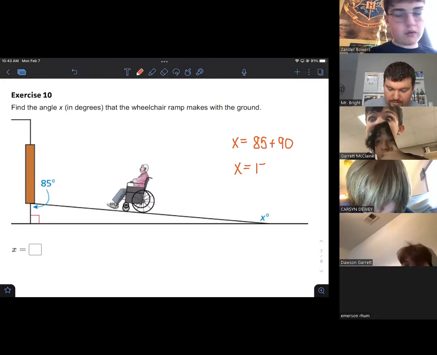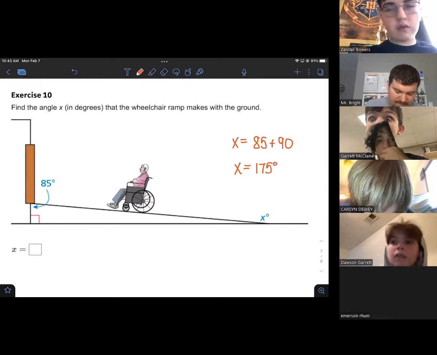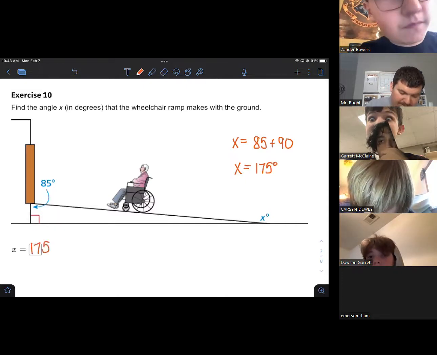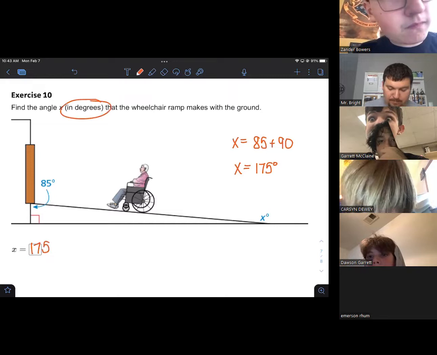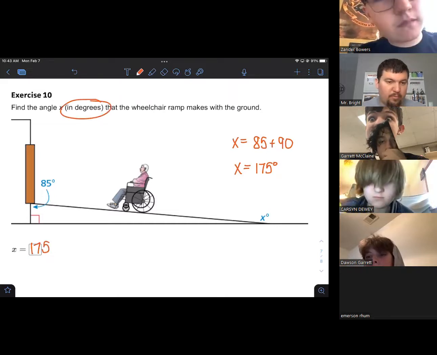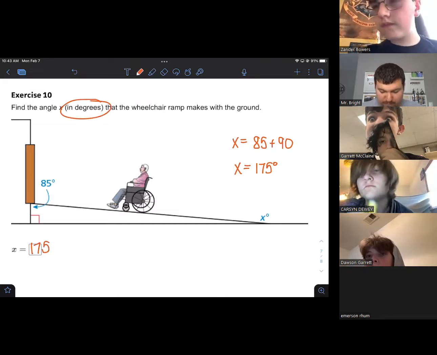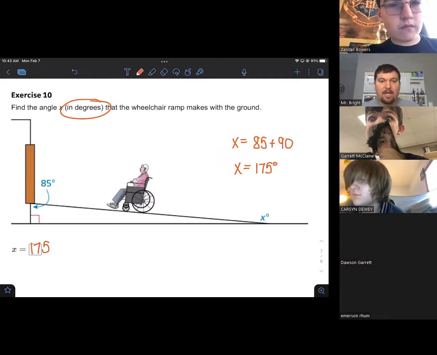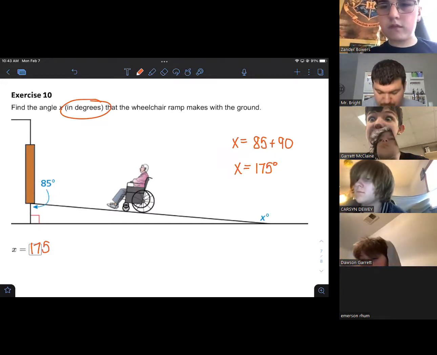175. 175 degrees. Okay, yeah. And so you can just put 175. It did say find the angle in degrees, but I noticed they didn't give us a degree symbol when we write our answer. So just put x equals 175. That's fine.